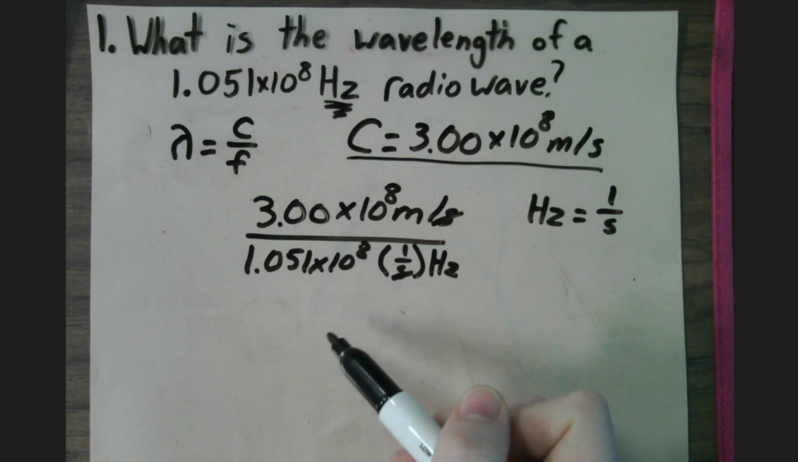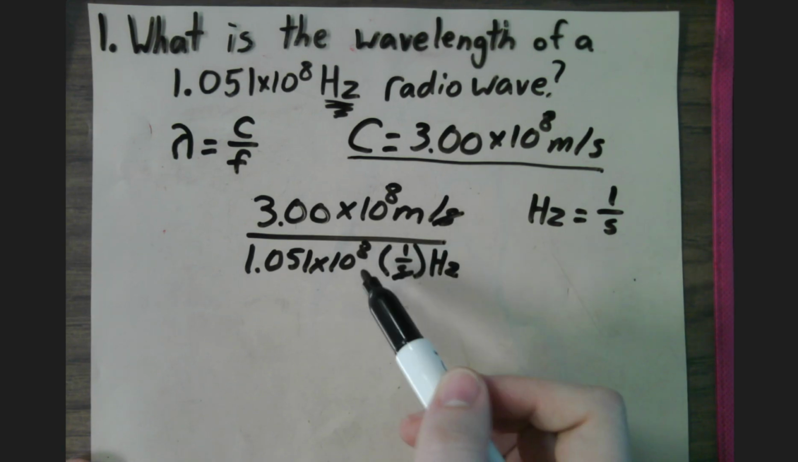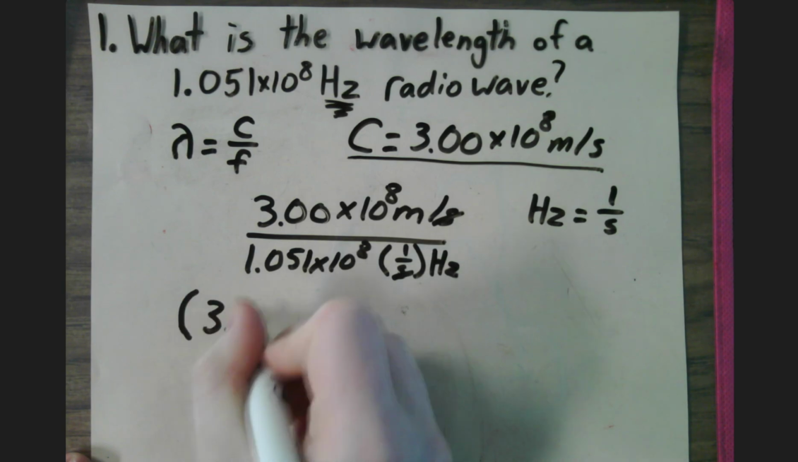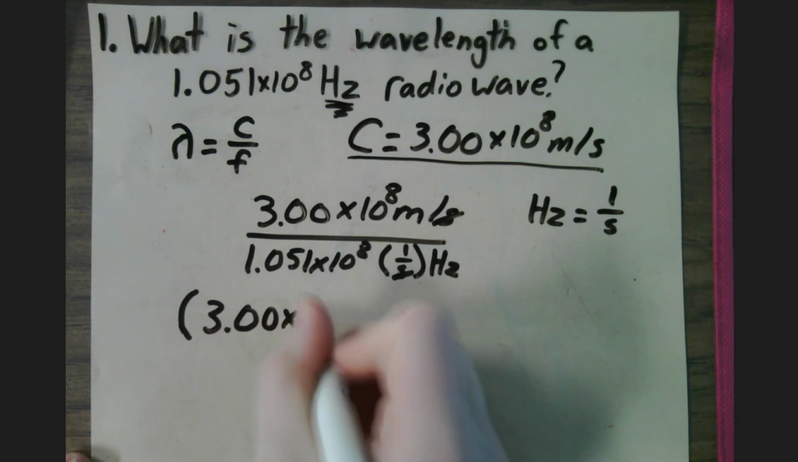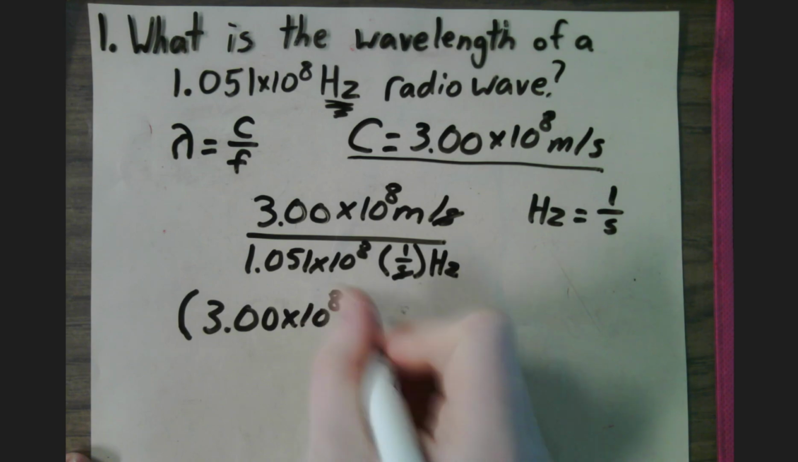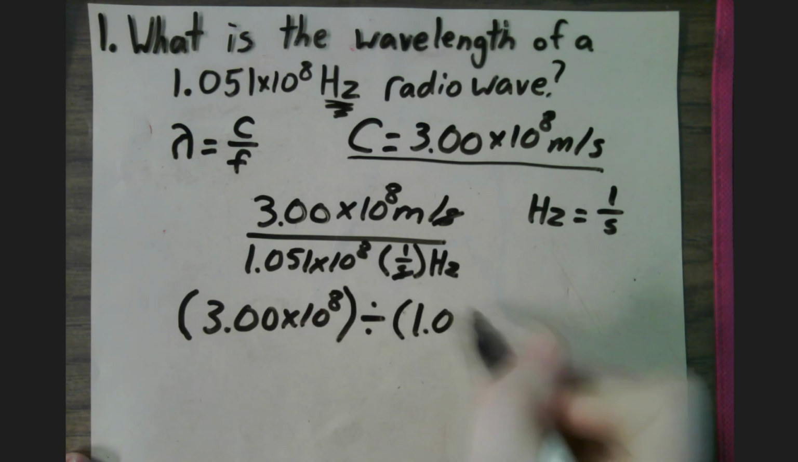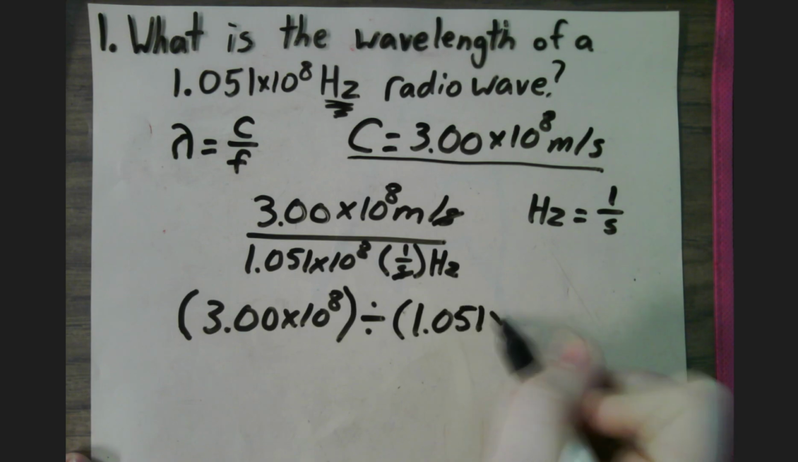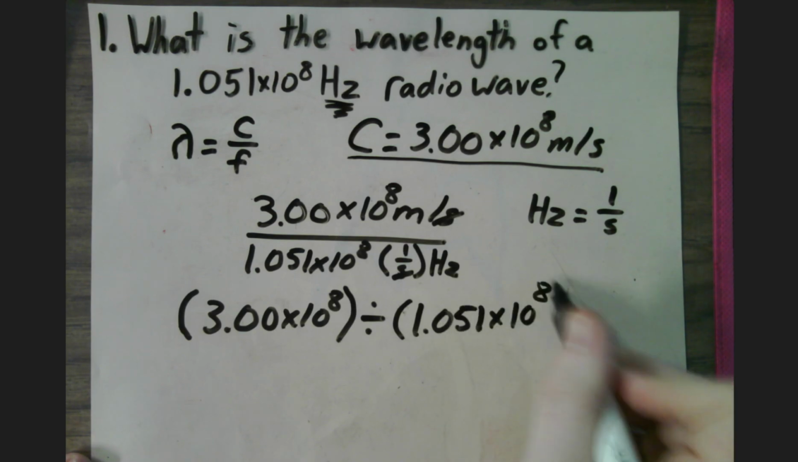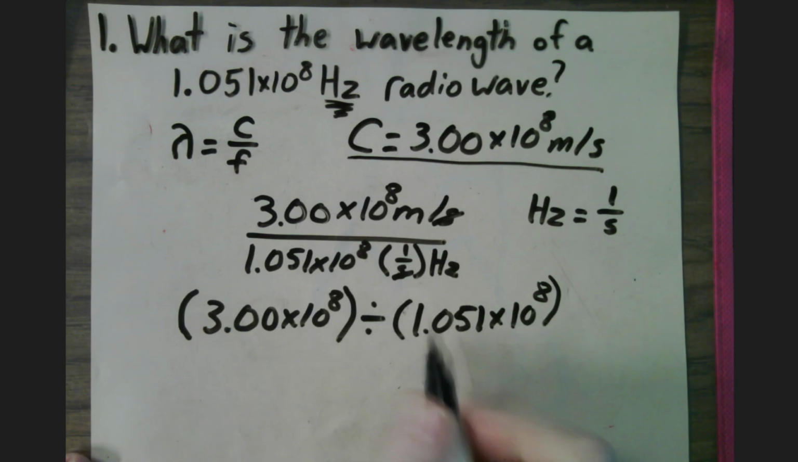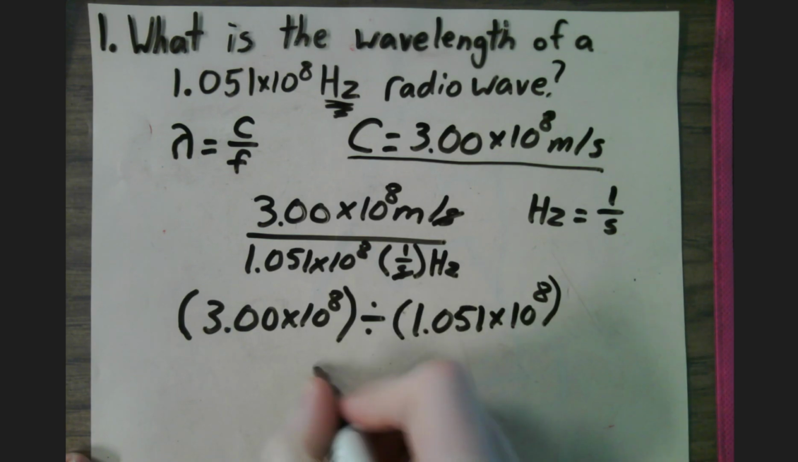So after you do all those calculations, in your calculator you're going to want to put in parentheses. You're going to plug in 3.00 times 10 to the 8th divided by, parentheses again, 1.051 times 10 to the 8th. Make sure you put the parentheses here or else you will get a completely different answer and the wrong one at that.